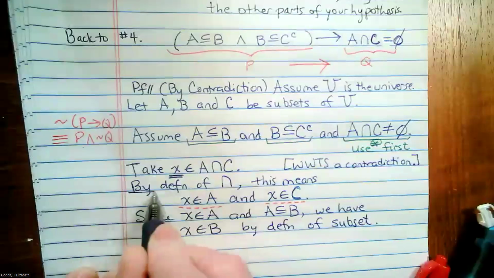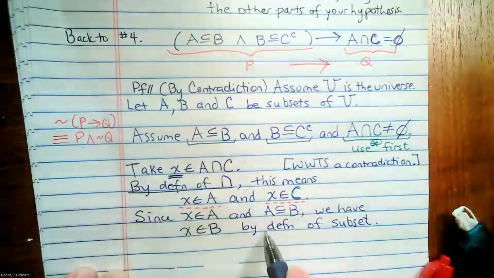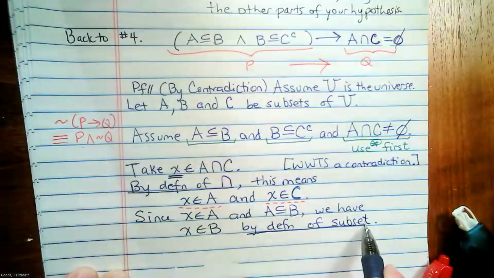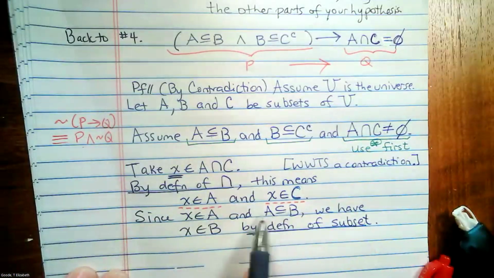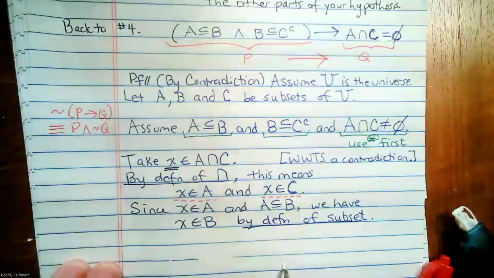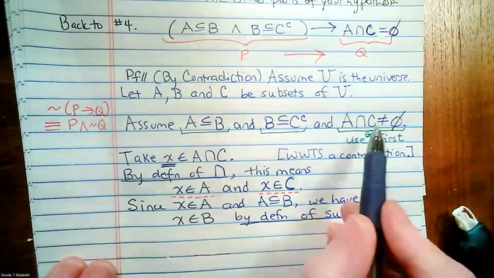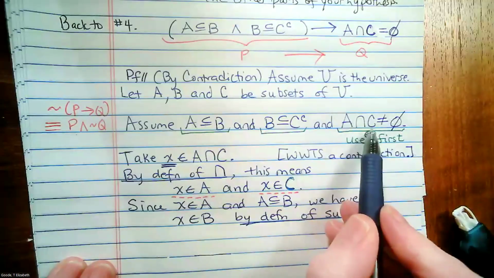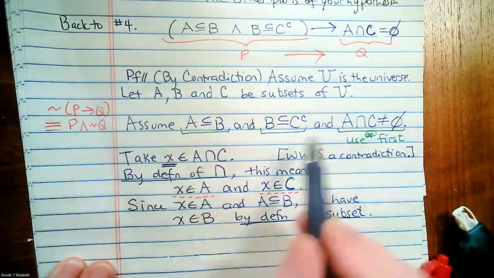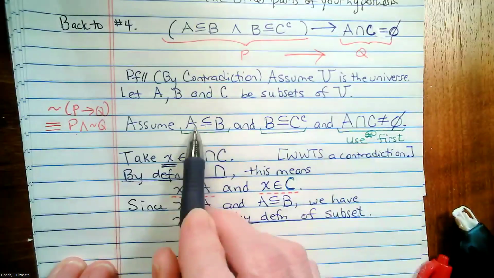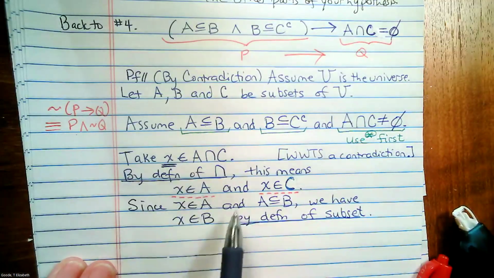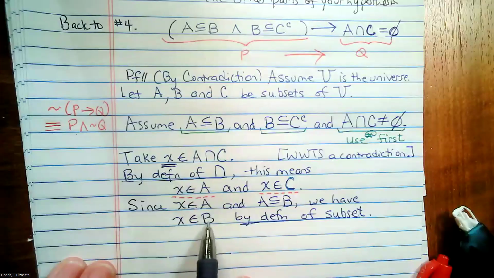The first thing was by definition of intersection, but now this is by definition of subset, right? Because A is a subset of B. Does that make sense? Great. All right, now let's take a look at where we're at. We used that at the beginning because we grabbed an X that was in there. Now we've used this to get that X has to be in B.